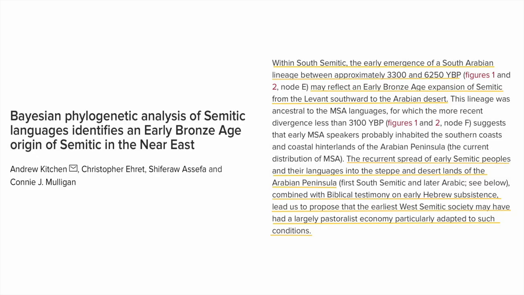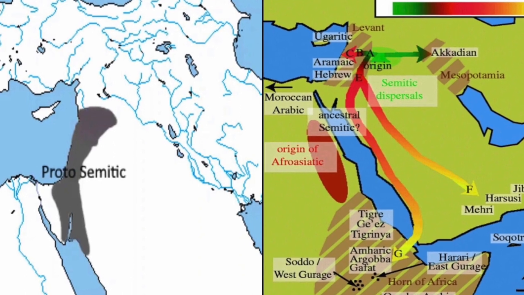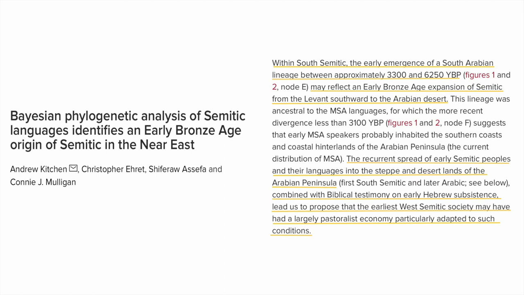Within South Semitic, the early emergence of a South Arabian lineage between approximately 3,300 and 6,250 YBP may reflect an early Bronze Age expansion of Semitic from the Levant southward to the Arabian Desert. The recurrent spread of early Semitic peoples and their languages into the steep and desert lands of the Arabian Peninsula, combined with biblical testimony of early Hebrew subsistence, led us to propose that the earliest West Semitic society may have had a largely pastoralist economy, particularly adapted to such conditions.